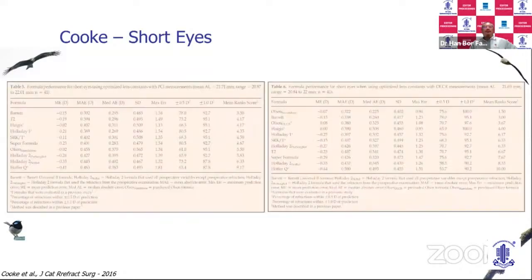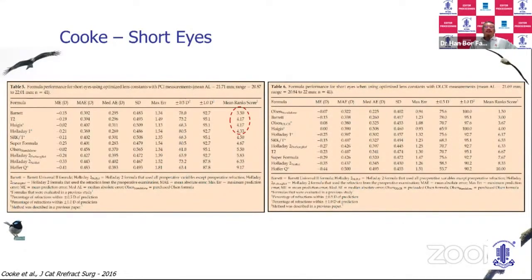Well, we'll compare with Cooke's data. Cooke ranked them in his data set. Barrett, T2, and Haigis do very well for PCI, and for OLCR, Olsen and Barrett did very well. So it's slightly different, but there are some consistent formulas that do relatively well in most of the data sets.